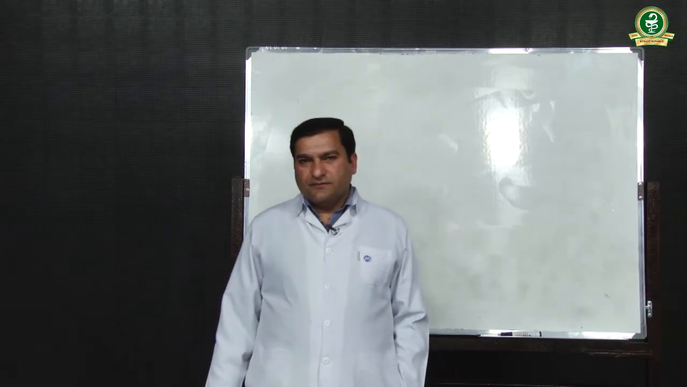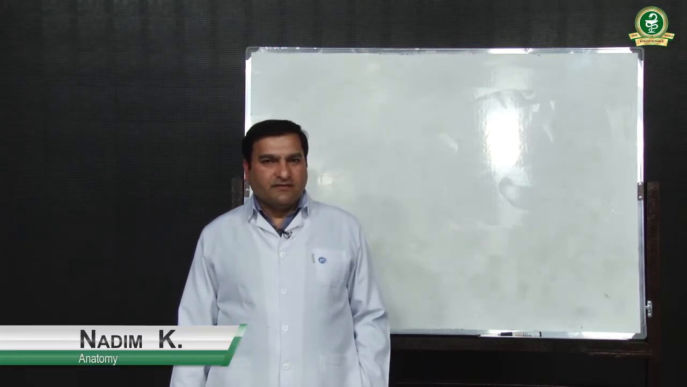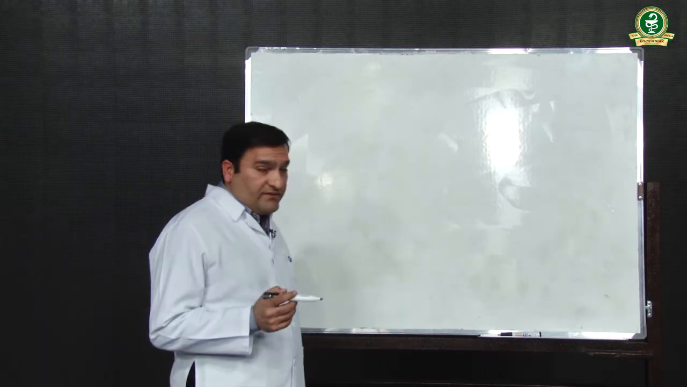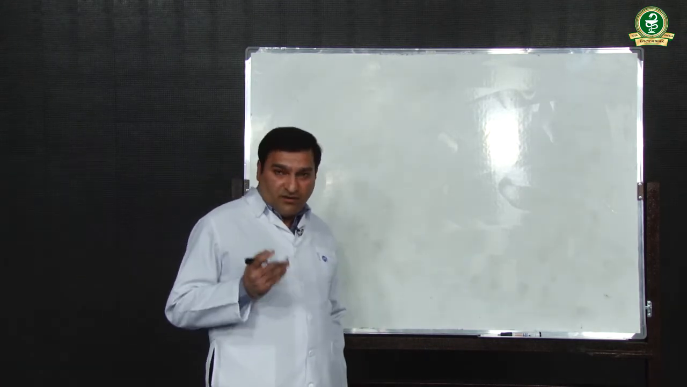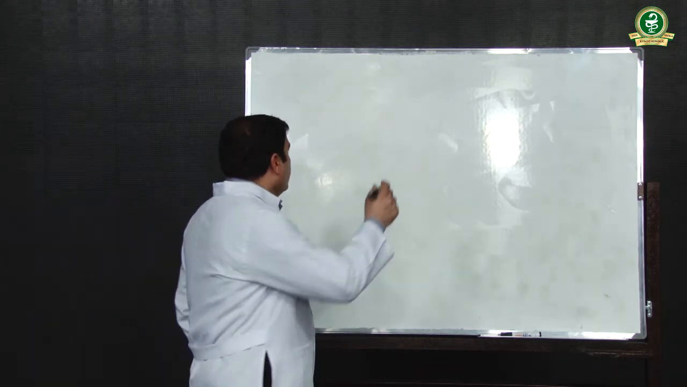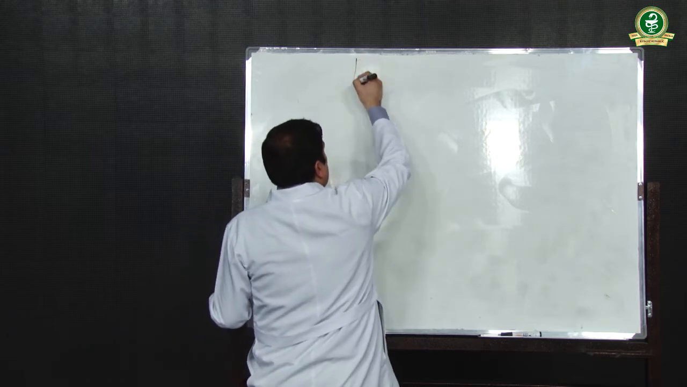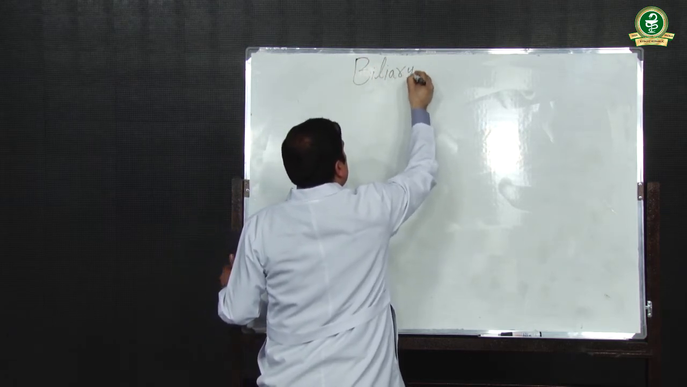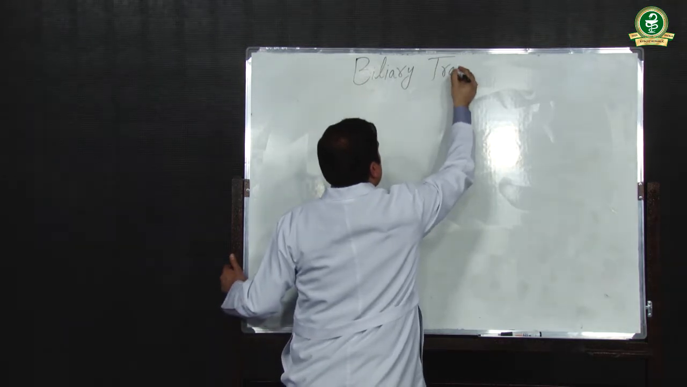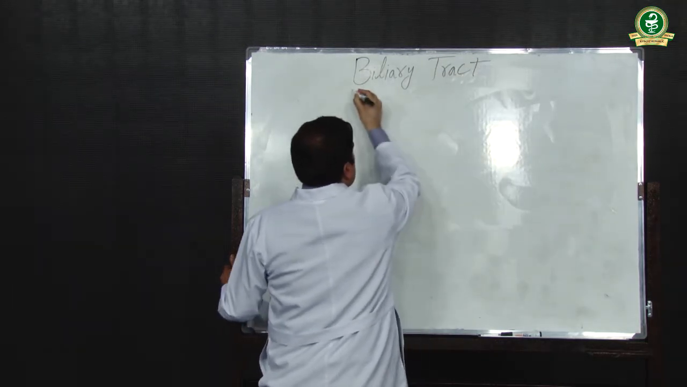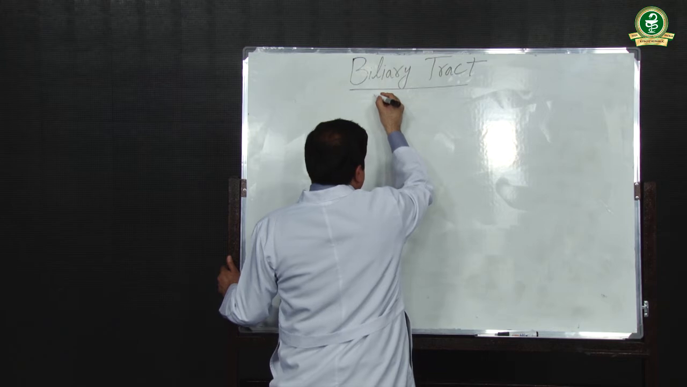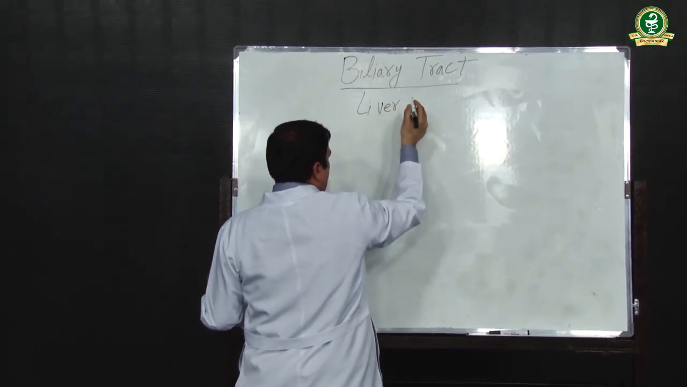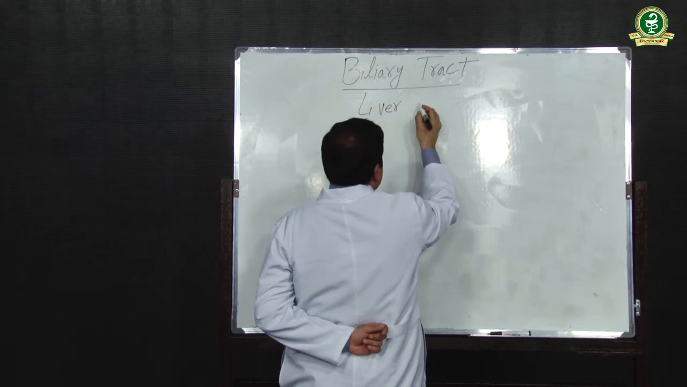In the digestive system there is a biliary tract, and today we discuss the biliary tract. Biliary tract means which organs are involved in that. First of all, our liver. Which organs are involved? First, the liver; second, the gallbladder; and third, the pancreas.